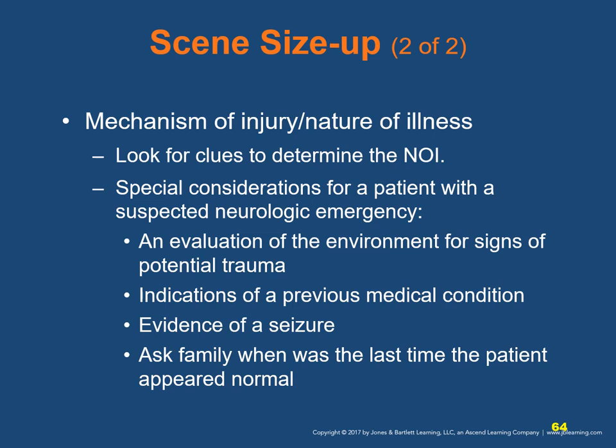There are special considerations for a patient with a suspected neurologic emergency. There must be an evaluation of the environment, assessing for any signs of potential trauma. There may also be indications of a previous medical condition. Now, as far as evidence of a seizure, that may be present, and ask family when was the last time the patient appeared normal.